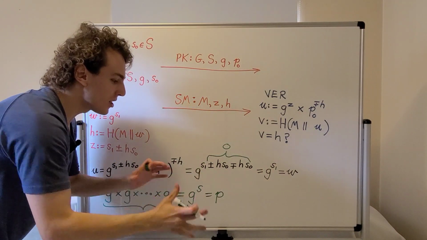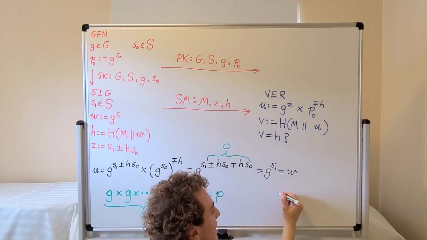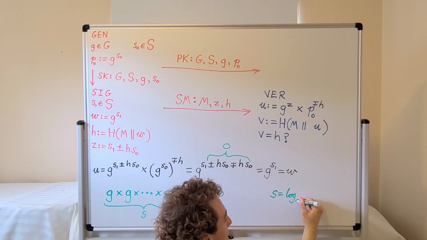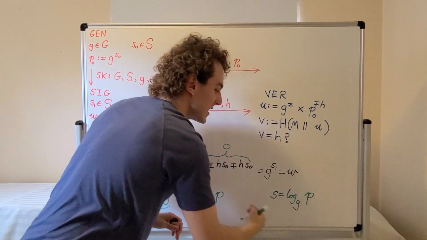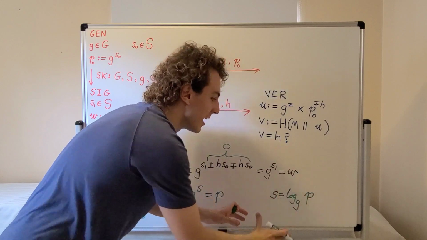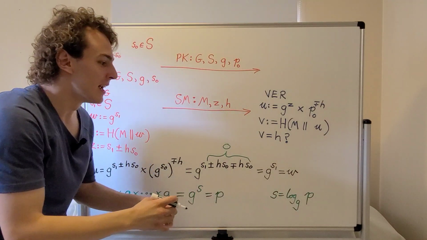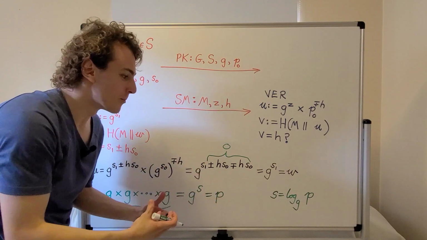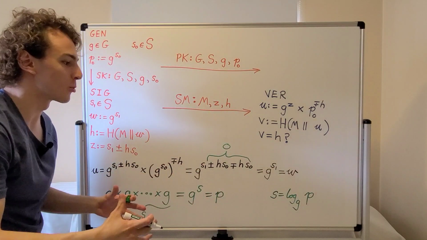But we could write another format for this equation. We could write it in terms of s. So we can consider s the logarithm base g of p. So we can think of this as a discrete logarithm. Now, this notation may be a little bit deceptive. That's because we're not dealing with logarithms that we encounter in school. We're dealing with a far more general type of logarithm. This is the discrete logarithm.